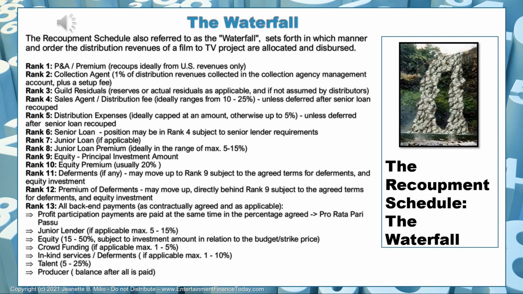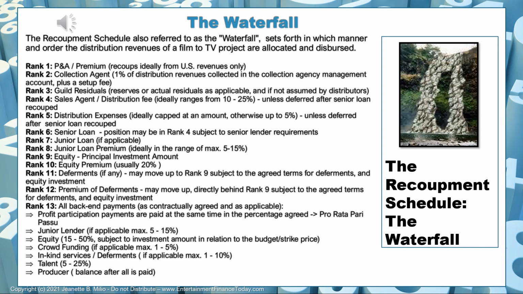Again, this could also be something that is deferred after the senior loan if that is required by the senior lender. So the senior lender is now in rank 6, but would be pushing up to rank 4 if the requirement is that they would recoup in front of the sales agent. And after the senior lender, you have the junior lender. If you have a junior lender, you might not have one, you might just go straight to equity.